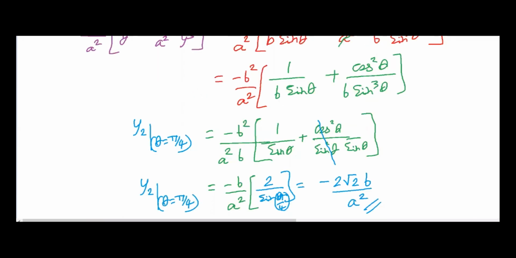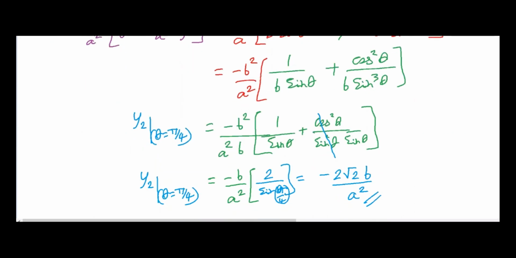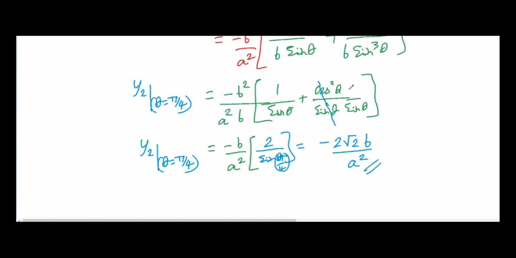After this I have taken this minus b square upon a square, and I will get 1 upon b sin theta plus cos square theta upon b sin cube theta. Next step, I will substitute the value of theta as pi by 4. Why? Because we want to find d2y by dx square when theta is equal to pi by 4. So now I can cancel this cos square theta and sin square theta like this. Why? Because it is 1 by root 2 the whole square, that is nothing but 1 by 2, 1 by 2, it is getting cancelled. 1 upon sin theta plus 1 upon sin theta is 2 upon sin theta.